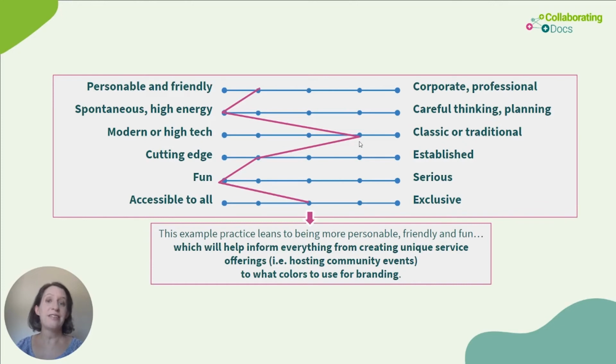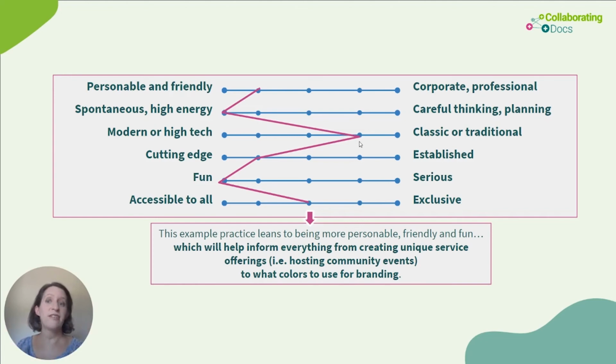And I really like this chart. So it's sort of a continuum of different things to consider. So on the top, do you want to be more personable and friendly, or do you want to be more corporate and professional? Second, do you want to be spontaneous, high energy, or do you want to really carefully think through things, plan things out? Do you want to be modern, high tech, or more classic, traditional? Do you want to be cutting edge or established? Do you want to be fun or serious? Do you want to be accessible to everyone or exclusive?